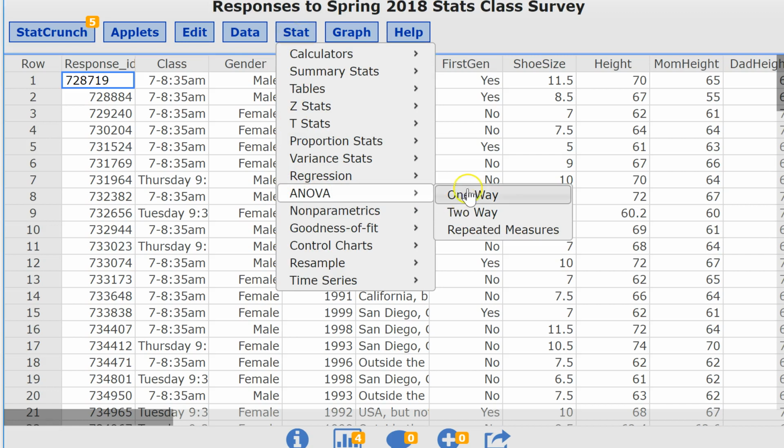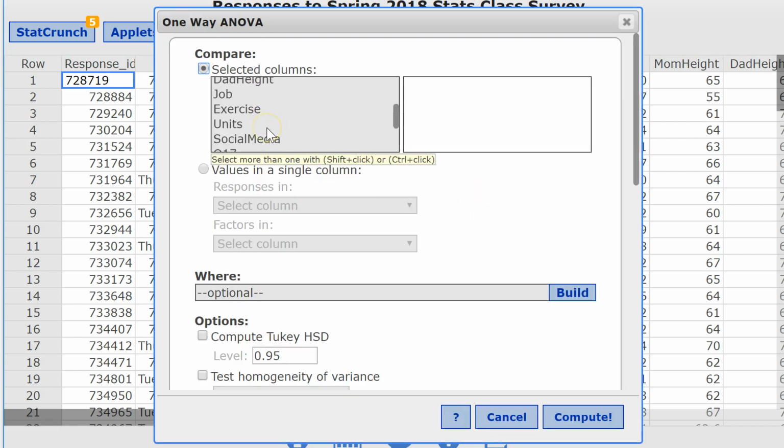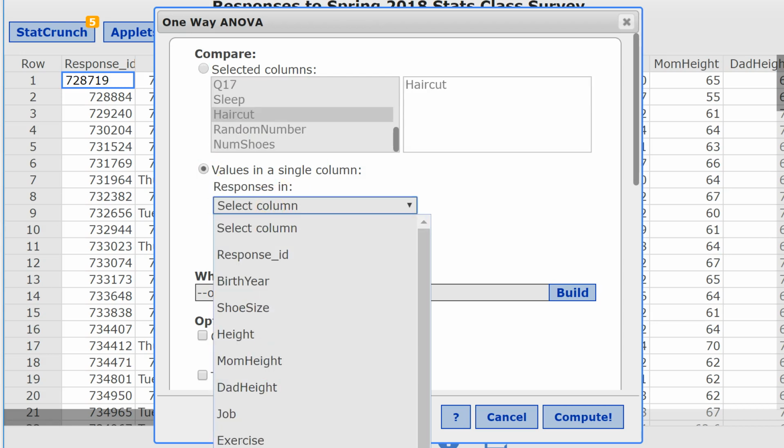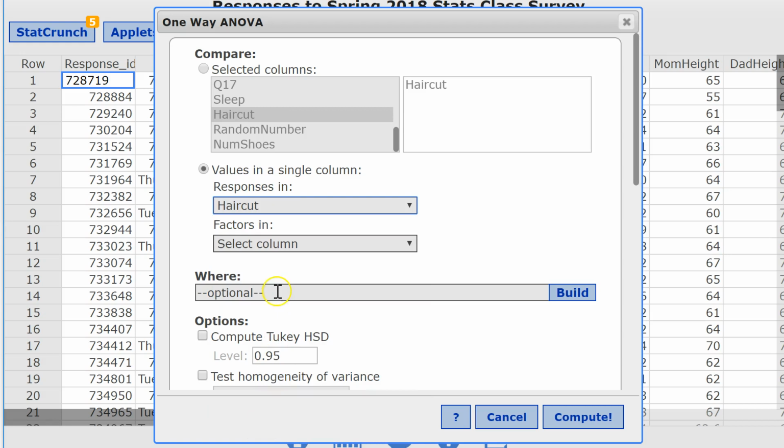Now, if you wanted to look at one where we do get statistical significance, we could do a one-way ANOVA, and we could do something like haircut. Sorry, I need to go to this one. Haircut, right? How much students spend on a haircut versus gender.